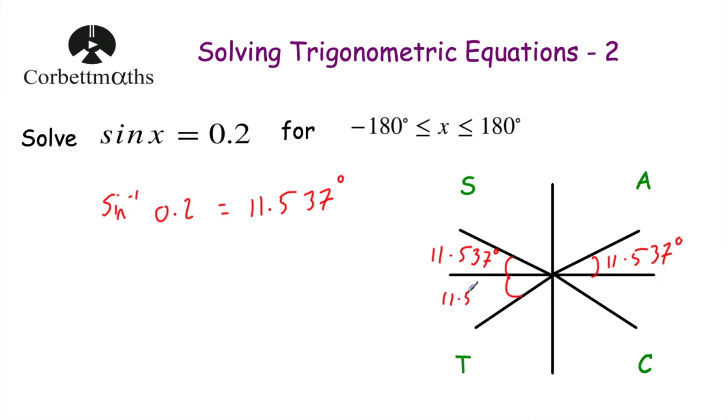Now what we want to do is find our angles, so our solutions to this equation. To do that, we're first of all going to consider which quadrants we're looking at. Here the 0.2 was positive, so we want the quadrants where the sine is positive.